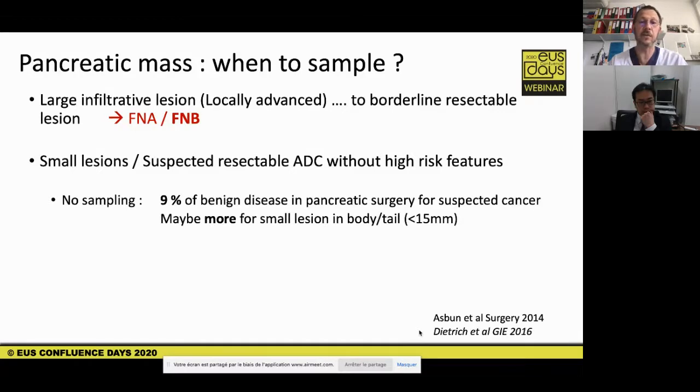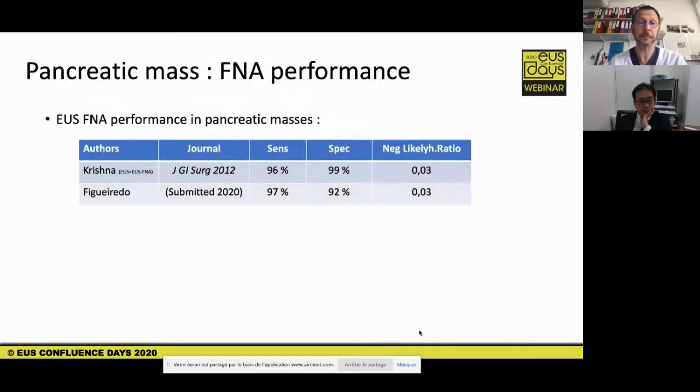And this may be even higher in smaller lesions, smaller than 50 millimeters, where the percentage of benign disease may rise to 30%. On the other hand, if we do a sample, there is a risk of false negative, and there is also the risk of seeding.